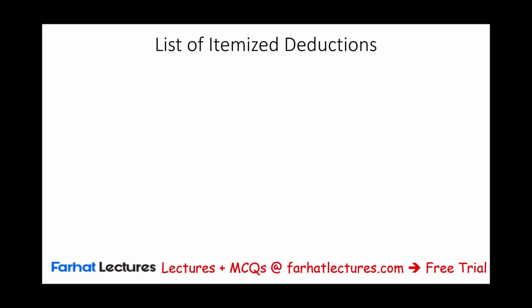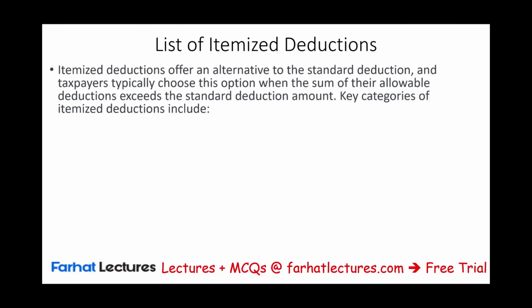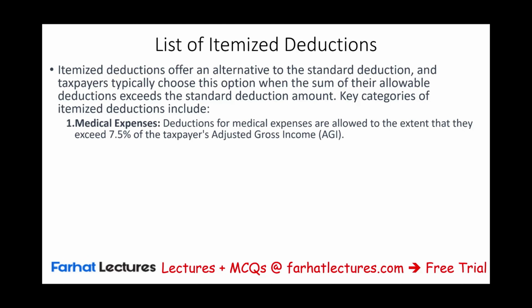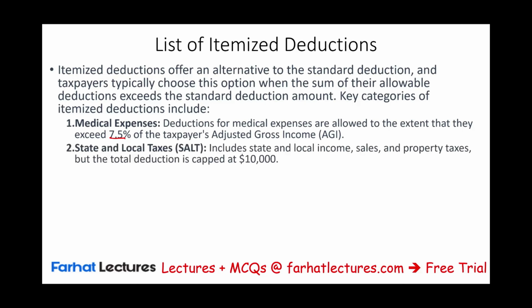Let's review real quick the list of the itemized deductions. Medical expenses: how much can you deduct? You can deduct medical expenses to the extent that they exceed 7.5% of your AGI. Once again, this is not a lecture about any specific itemized deduction. This is an overview. State and local taxes, abbreviated as SALT, include state and local income, sales, and property taxes, but the total deduction is capped at $10,000.